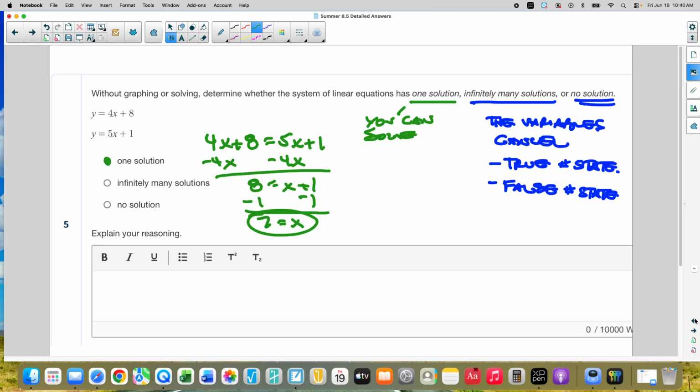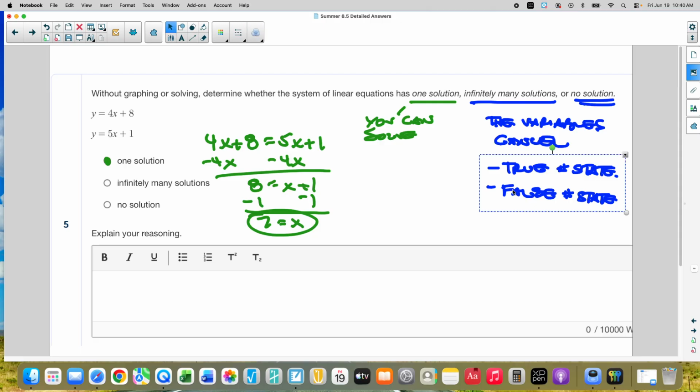So I'm going to get infinitely many solutions. So I guess we should put that in there. If it's true, it's going to be infinitely many solutions. If it's false, it's no solution.